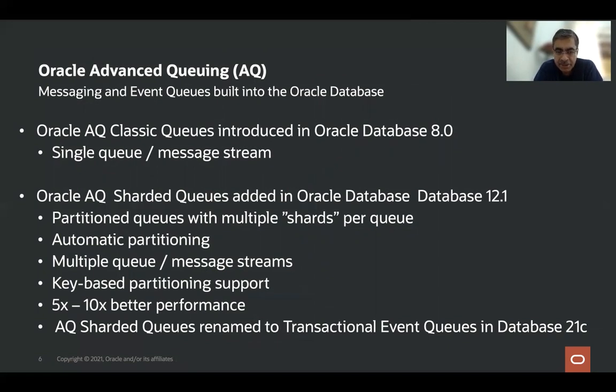These are partition queues with multiple shards per queue, which gives you automatic partitioning and multiple queue message streams. Again, an extension of AQ, and it gives you better performance, right? So it's got an in-memory implementation. It's also got partitioning, right? So again, AQ and AQ sharded queues have been around in the database.